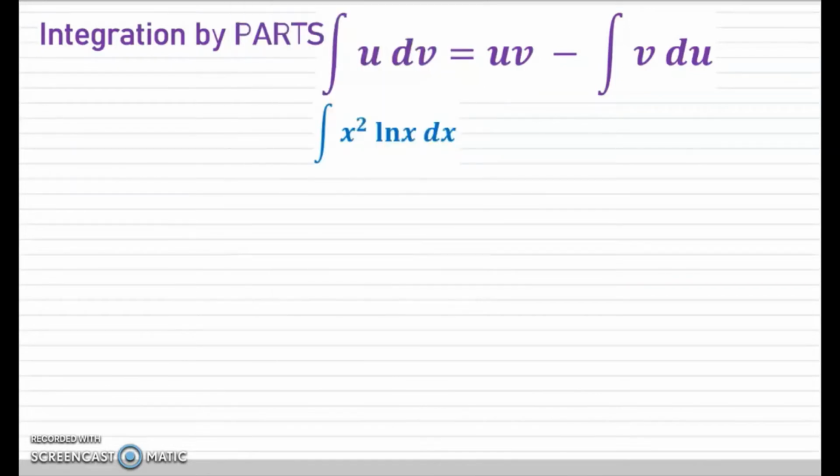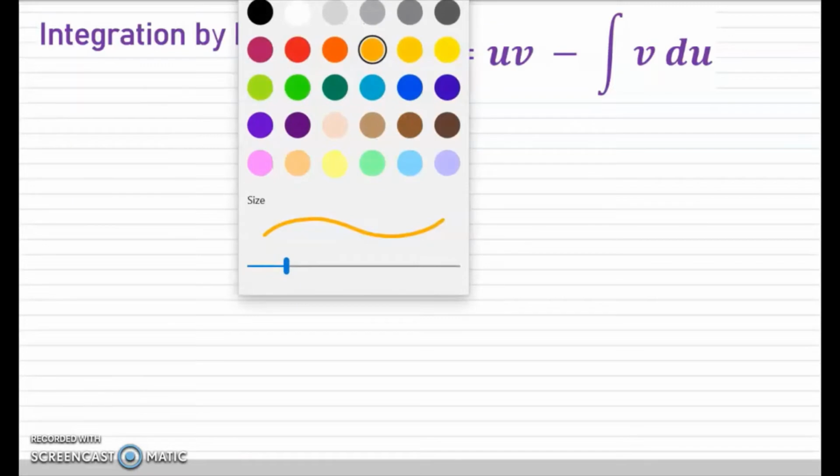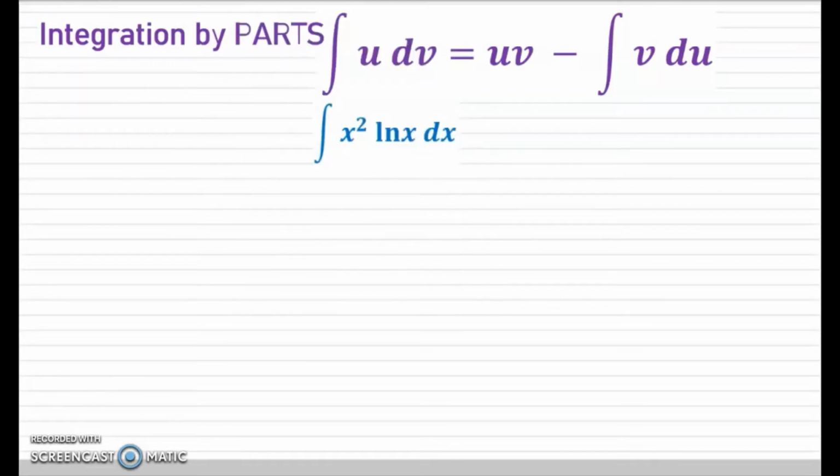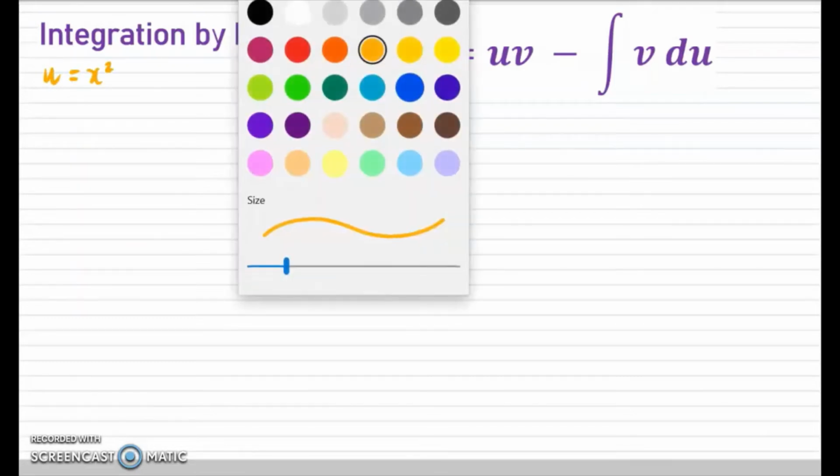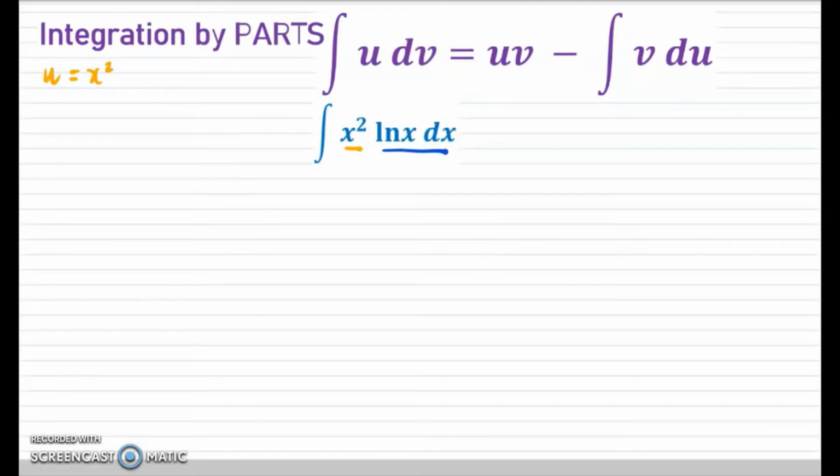For our next example, let us take the integral x squared ln x dx. So for this one, let's identify our u. Let's use x squared as our u. And the dv, of course, will be the remaining part, which is ln x dx.